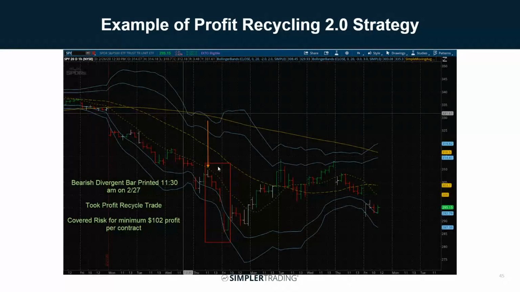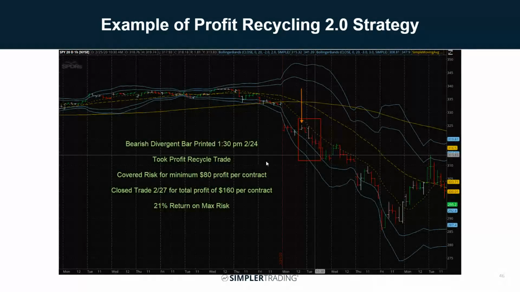So here's another example on SPY once again. This one printed as well on the hourly chart. I took the profit recycling trade and covered it for a minimum profit once again of $102 per contract. So very nice profits to take just within several hours of watching the signal print to cover, right? I'm not even necessarily sitting at my computer when the trade covers and locks me in the profit. I just have an order out there ready to go. It covers, I get a little alert on my phone half the time when I'm away from my computer, knowing that I've locked it in. It's like, great, good to go. Locking in profits while feeding the baby, right?